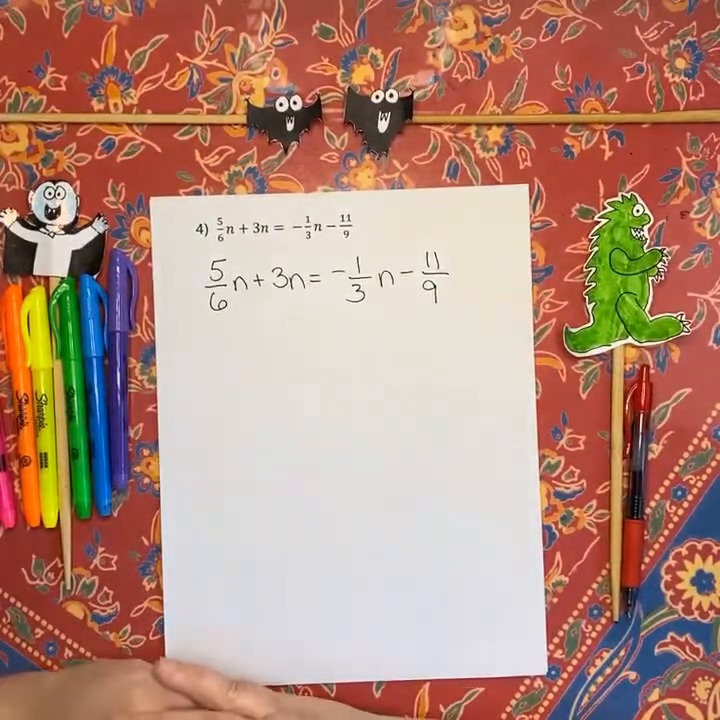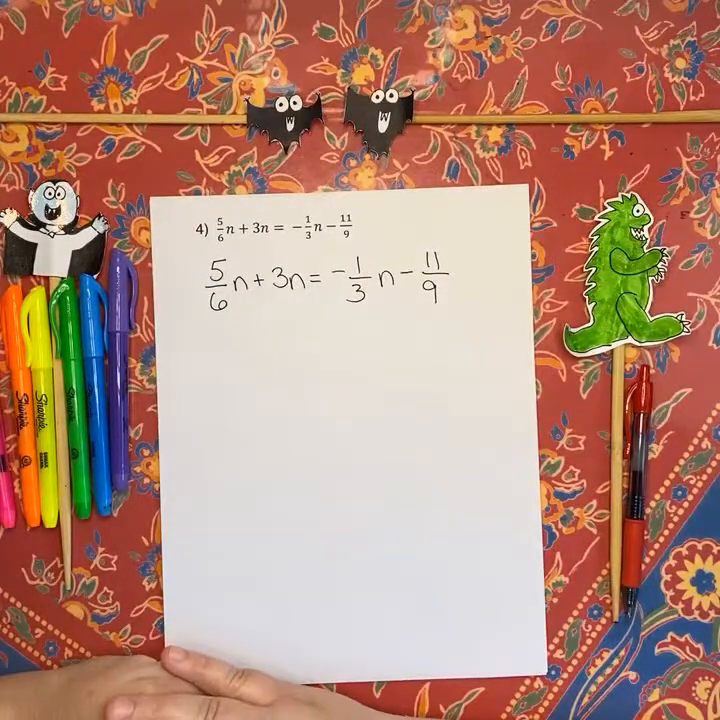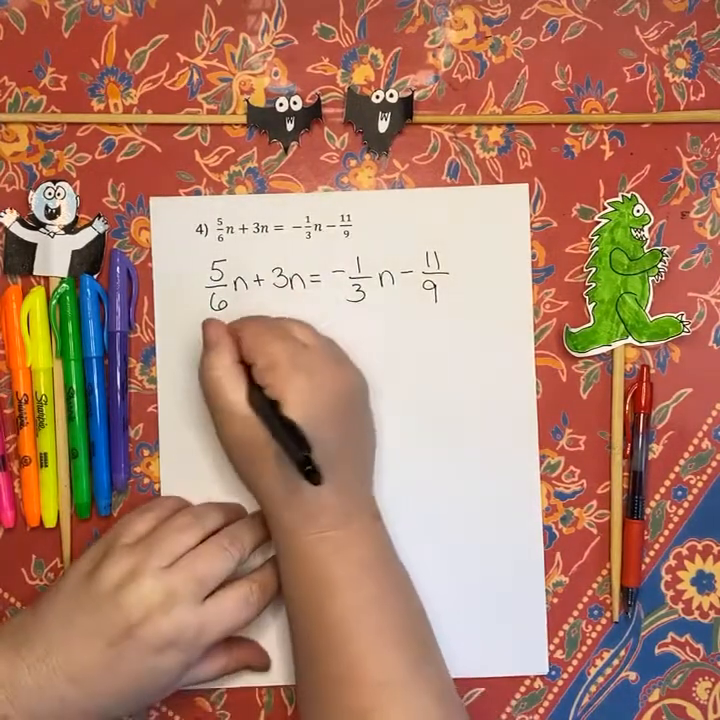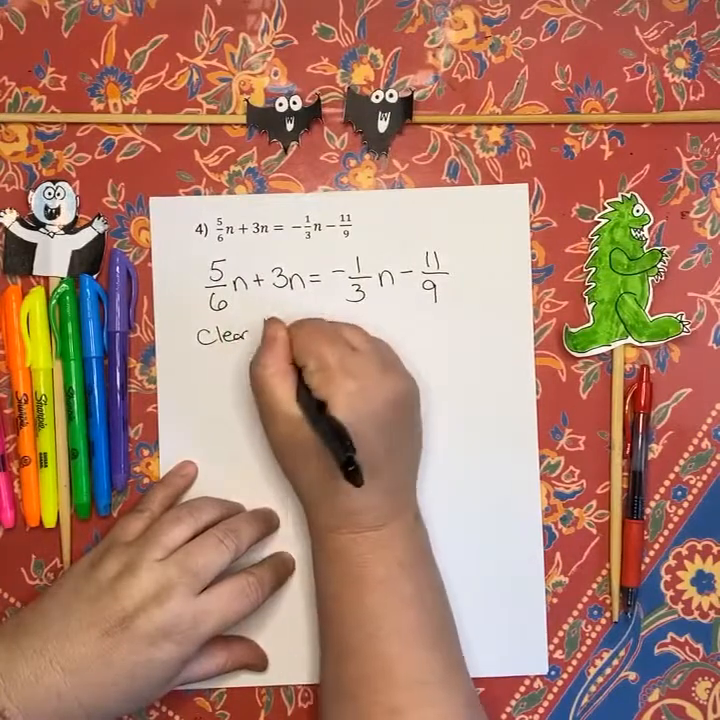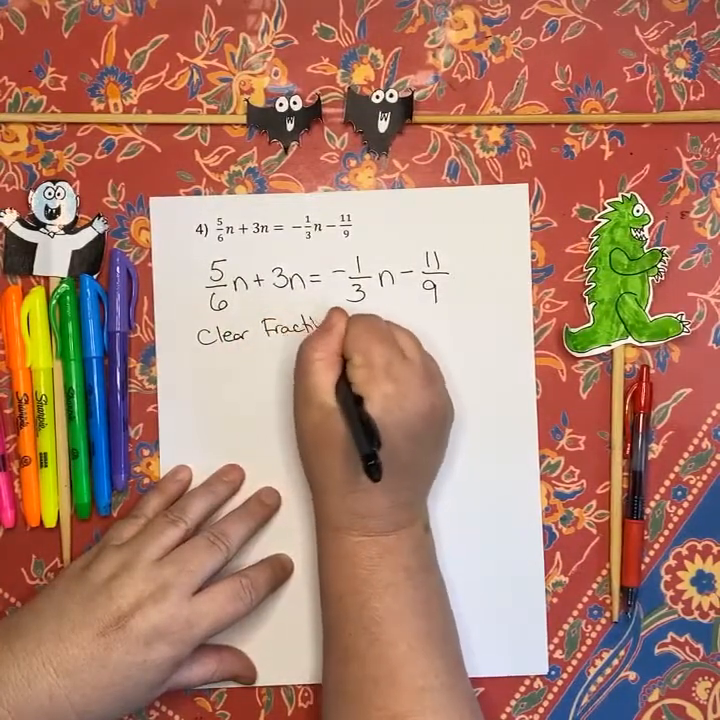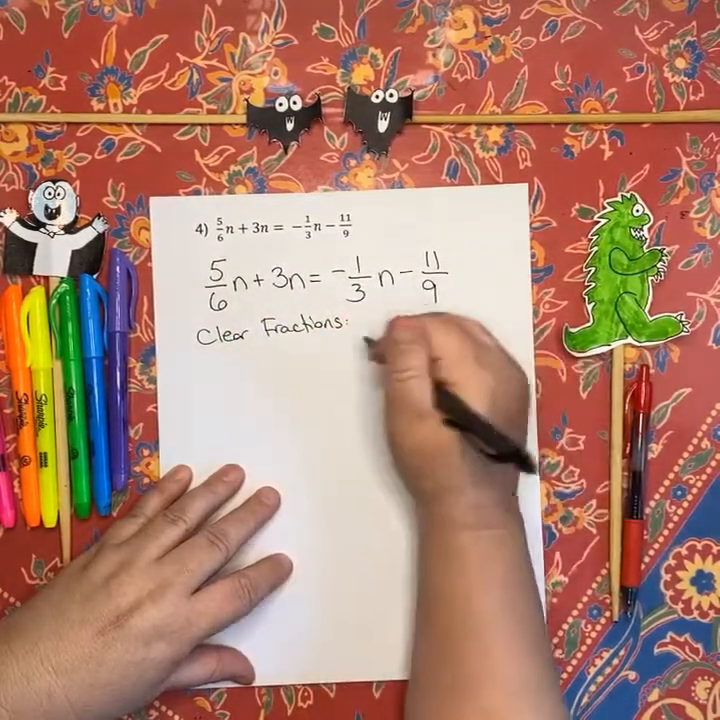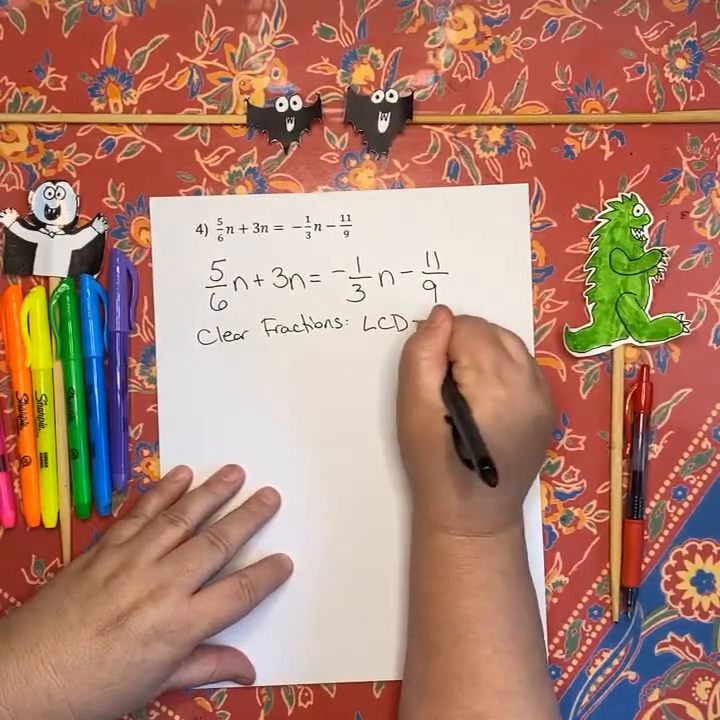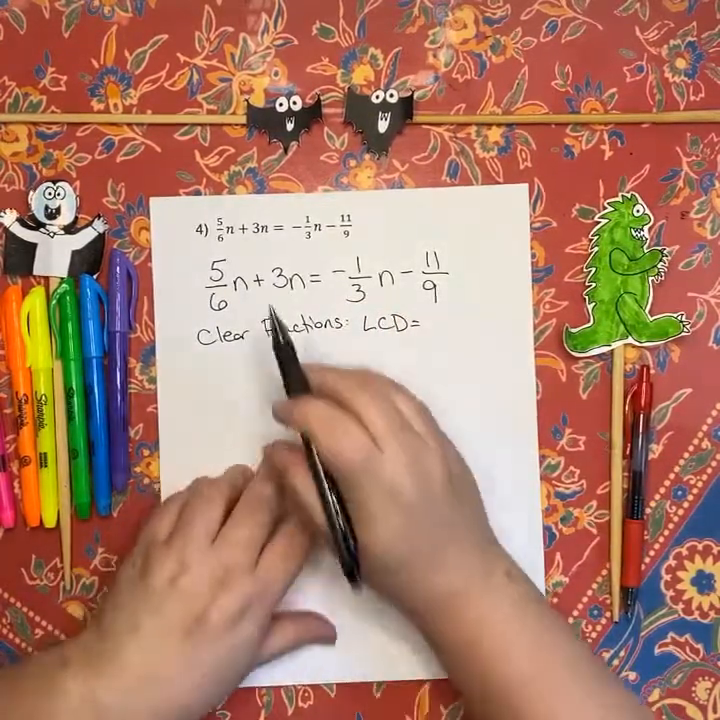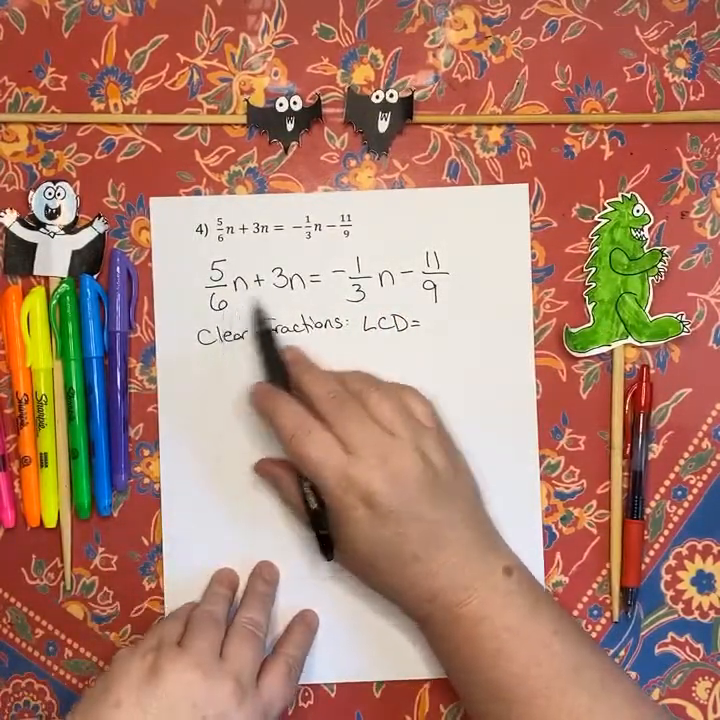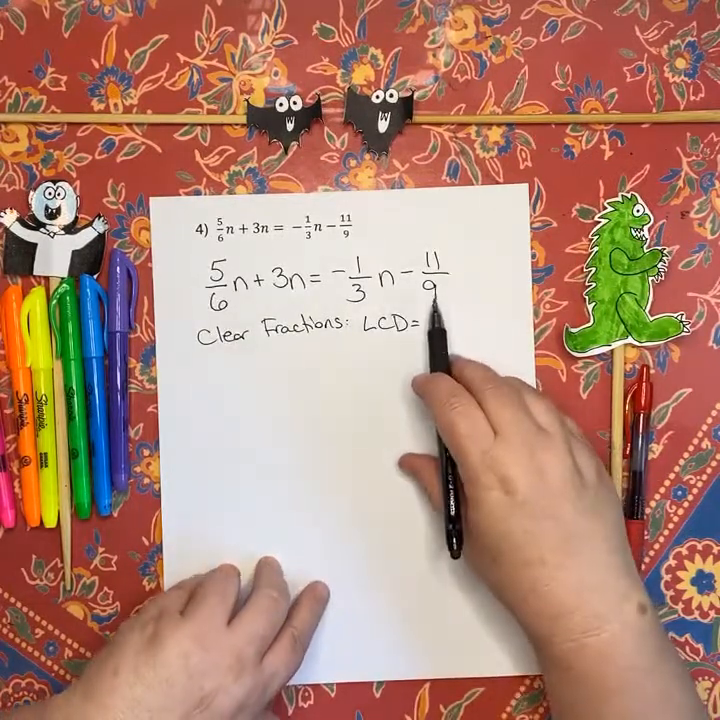Okay, so as I look through here, I see fractions. I want to clear the fractions. Let's clear the fractions. So I need an LCD or an LCM. I need a number which 6 goes into, 3 goes into, and 9 goes into.